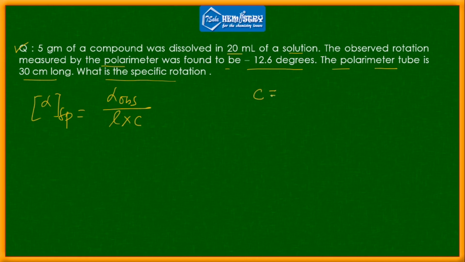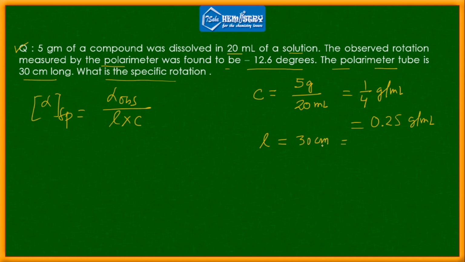Now what is the C? What is the concentration term over here? So 5 gram is given divided by volume, isn't it? So weight by volume, it should be 1 by 4 gram per ml. Concentration should be provided in this particular unit, that is gram per ml. So if you simplify this, you get 0.25 gram per ml. So what is the value of L? L is the length of the polarimeter tube. It is given as 30 centimeter. But according to our concept, we should convert this centimeter to decimeter. It should be 3 decimeter, because we know that 10 centimeter equals 1 decimeter.